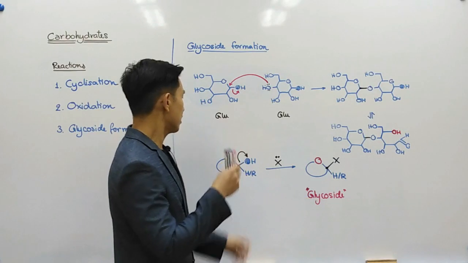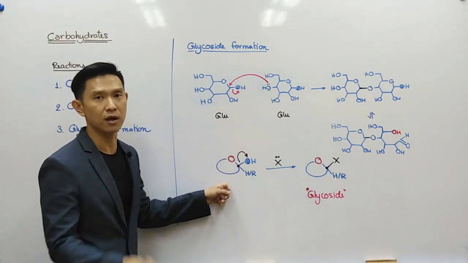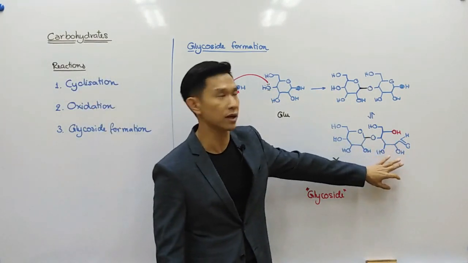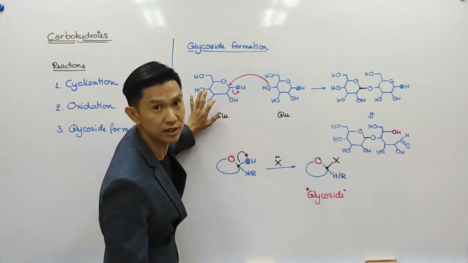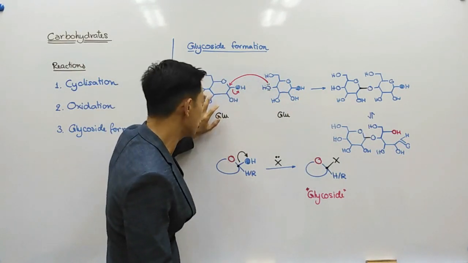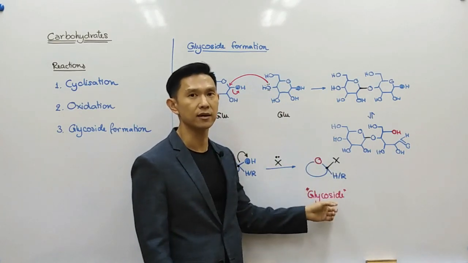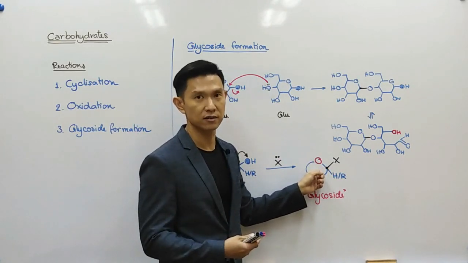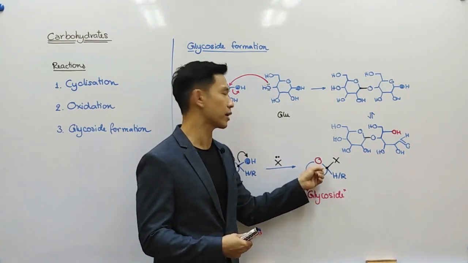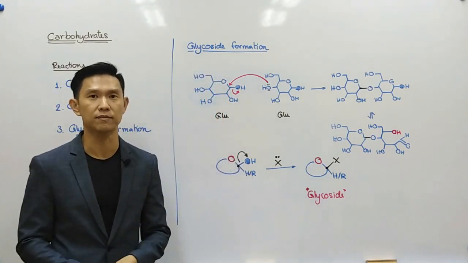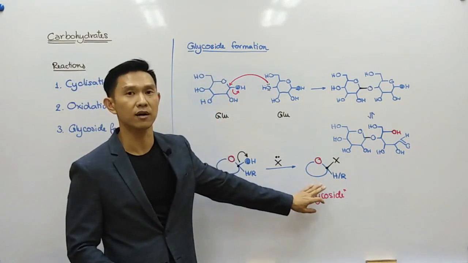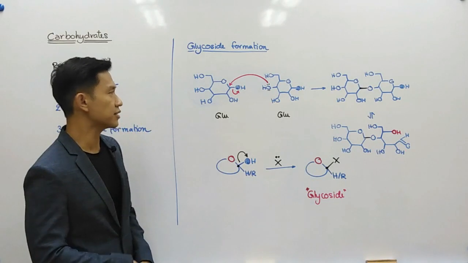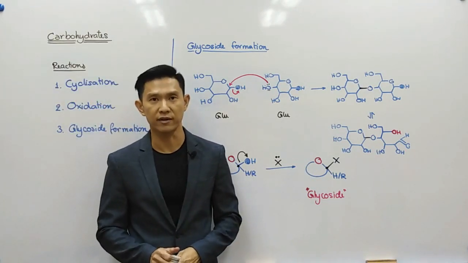So the sugar that can reduce the copper ion, we call this a reducing sugar. But once you close it forever by making a glycoside, you cannot open this chain. You don't have the aldehyde. You don't have the ketone back. So that means this one cannot reduce the copper ion in the Benedict test anymore. So this kind of sugar, or the glycoside, is called a non-reducing sugar. Okay? So this summarizes all the things in carbohydrates.